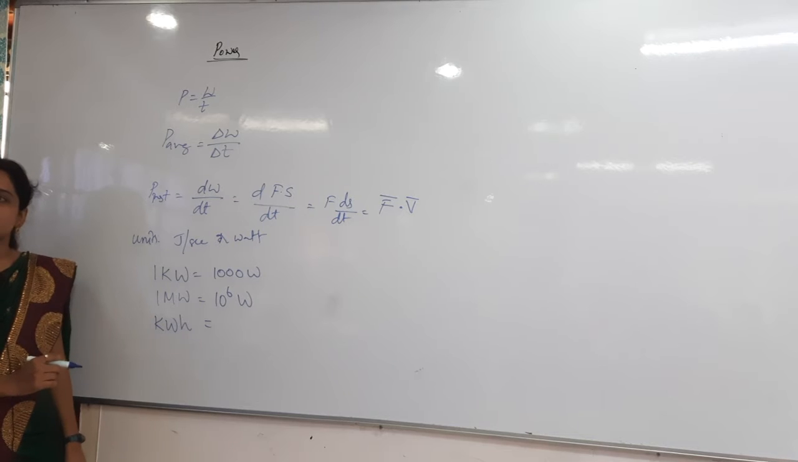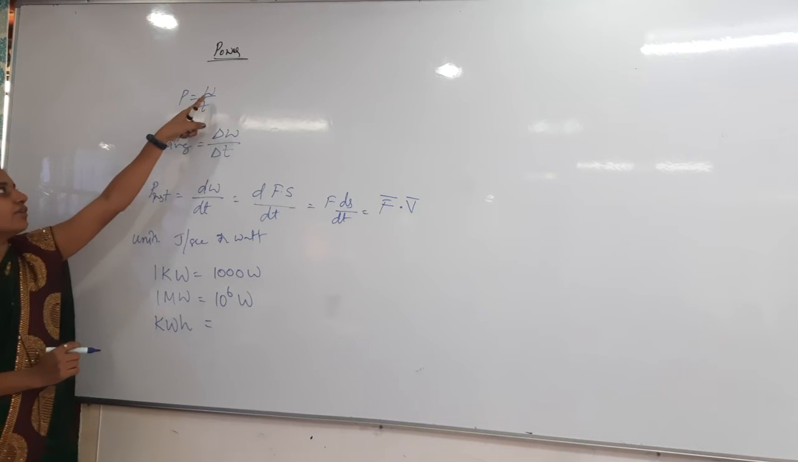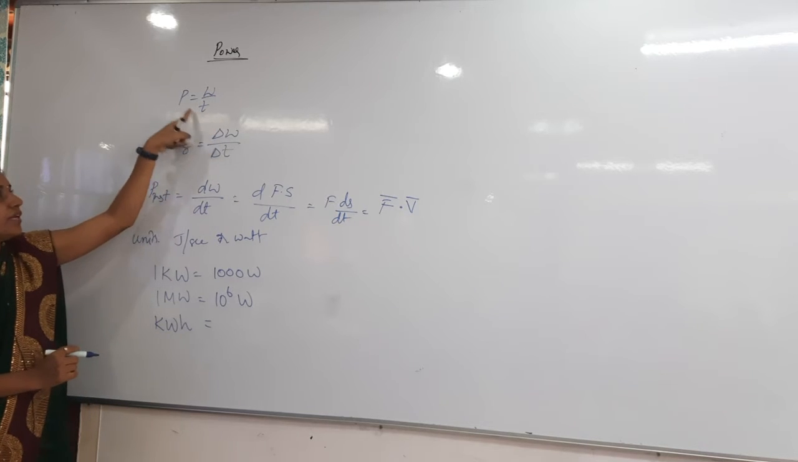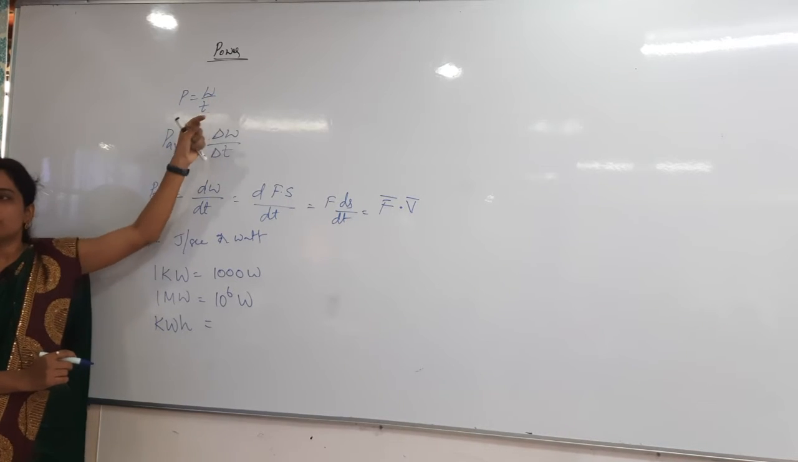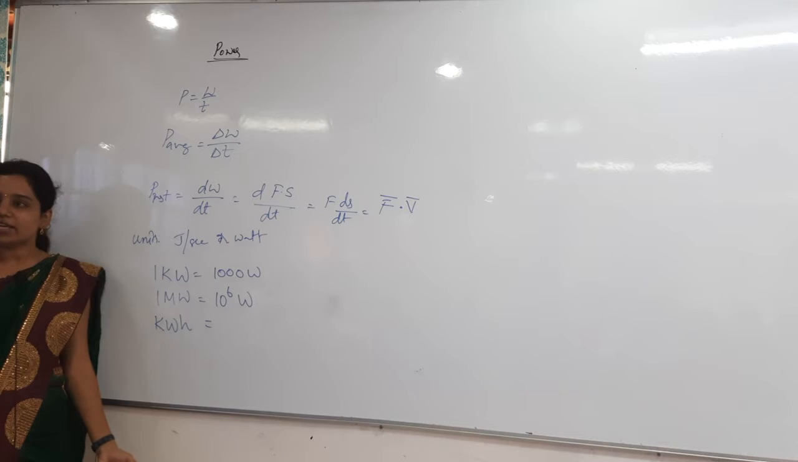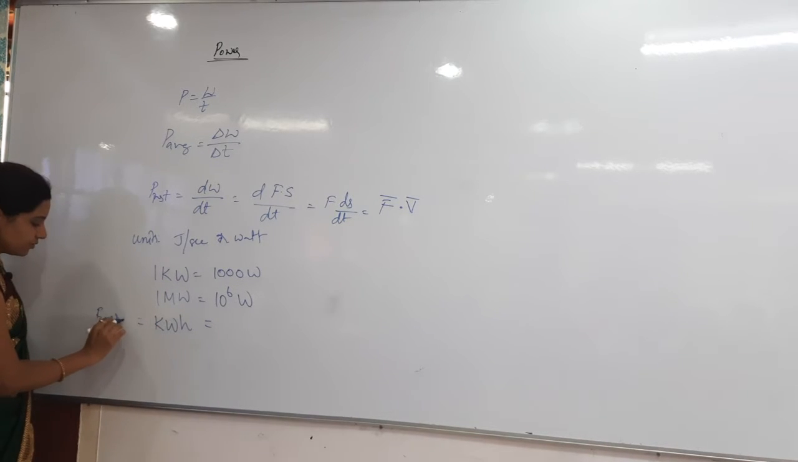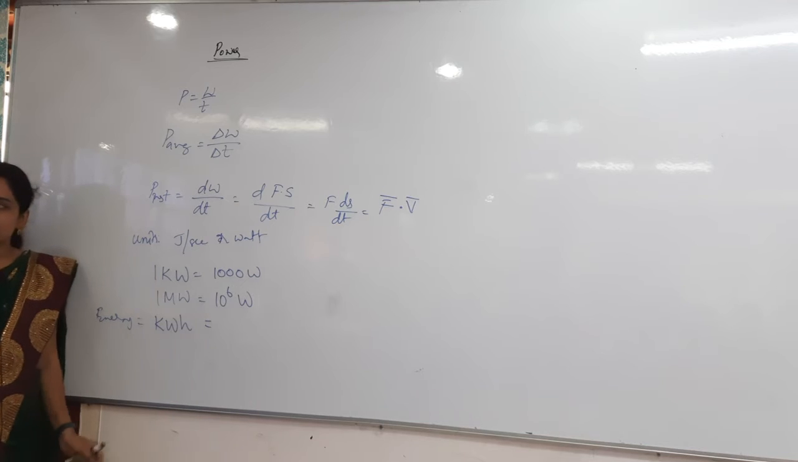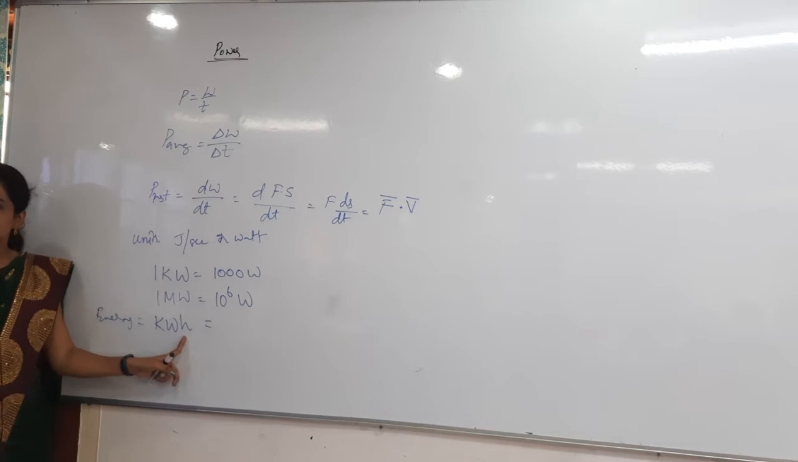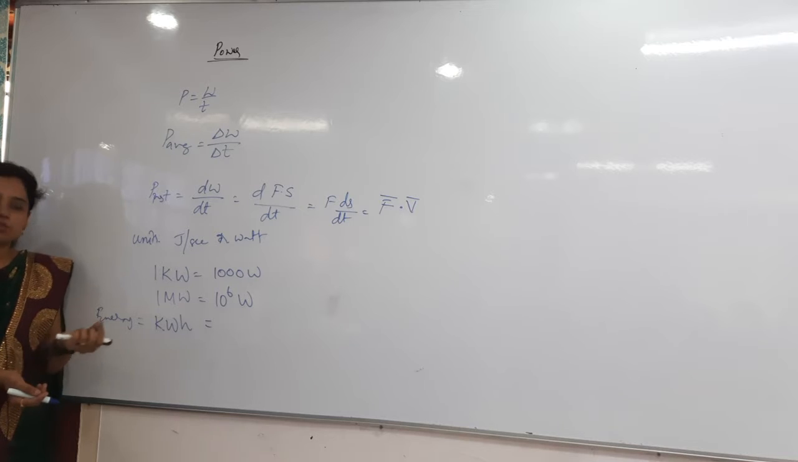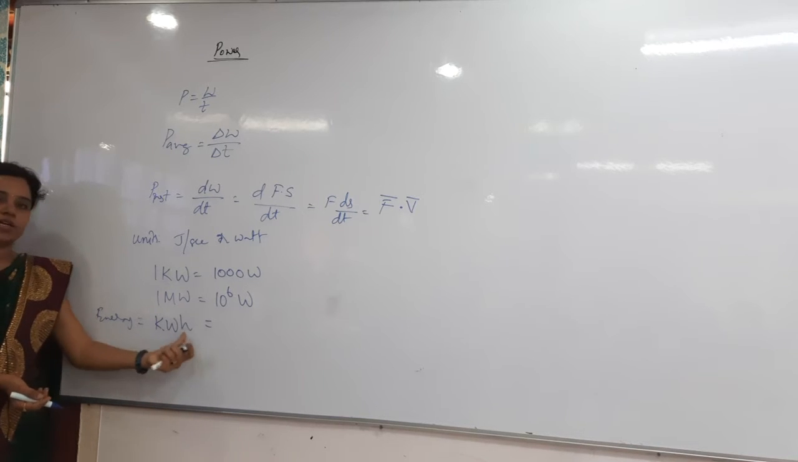Power into time is what? See here, power is equal to work done by time. P into T gives you work done. Work done is the change in energy. This is the unit of energy. Why? Because watt hour, I said, is a unit of power into time. Power into time is work done only, and work done is change in kinetic energy. So the energy unit is kilowatt hour.